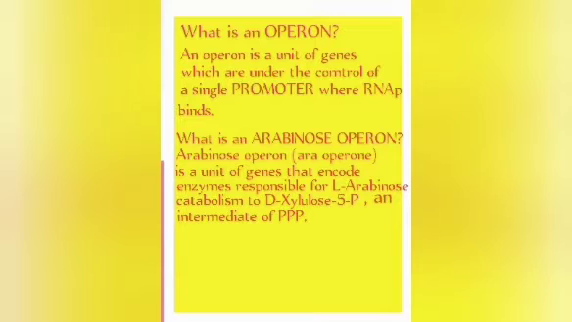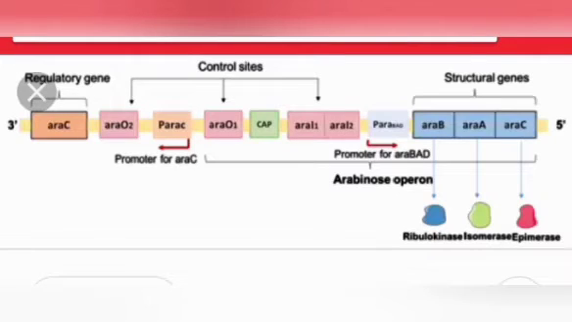Now, what is an Arabinose operon? An Arabinose operon, also known as Ara operon, is a unit of genes that encode enzymes responsible for the catabolism of L-arabinose sugar to deoxyxylose 5-phosphate, an intermediate of the pentose phosphate pathway. Similarly, Arabinose operon is a sequence of genes and other regions, all classified as structural genes, promoter, control sites, and regulatory gene.